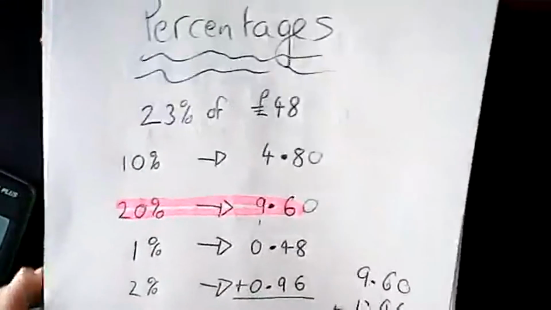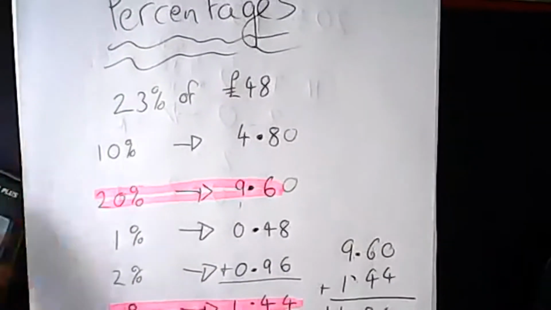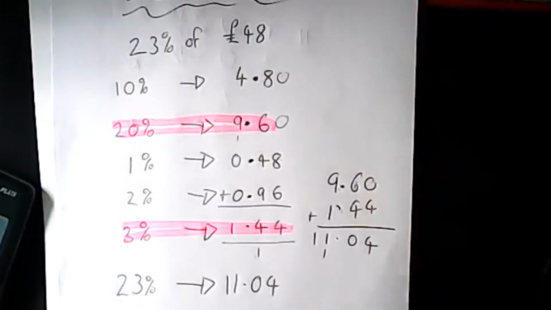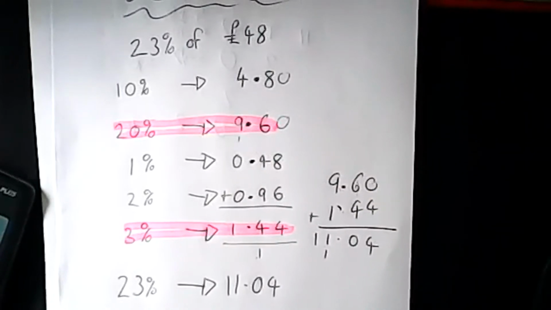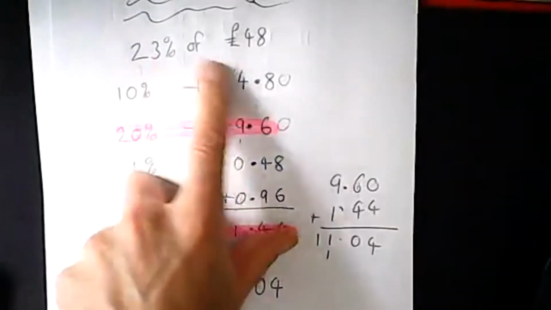Now don't worry about the amount of working out. Without a calculator, this is the sort of working out that you actually need. Let's zoom out a little bit. So that is the working out you need for a non-calculator question. So it seems a lot, but that is the way to do it.